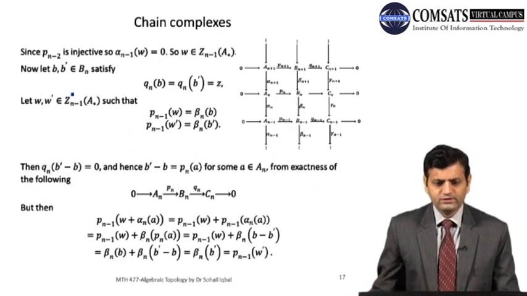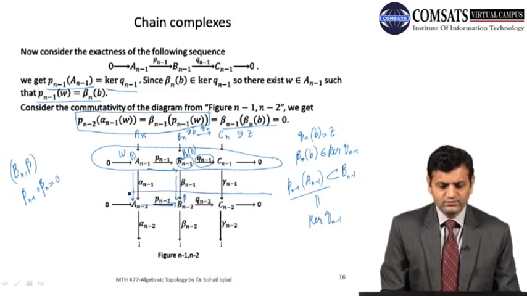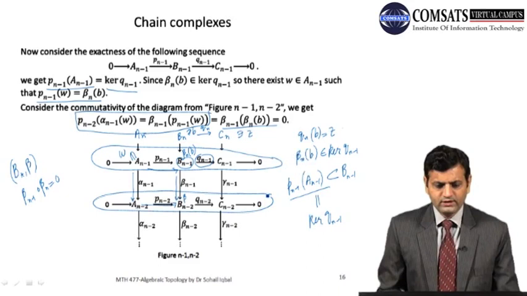Now since p_{n-2} is injective, α_{n-1}(w) is 0. So p_{n-2} is injective because the image of this map, which is 0, must be equal to the kernel of p_{n-2}. So the kernel of p_{n-2} is 0. So p_{n-2} is injective using the exactness of this sequence of modules.